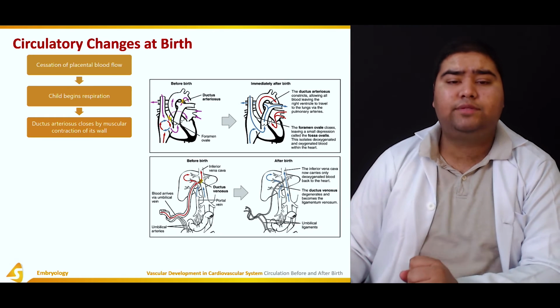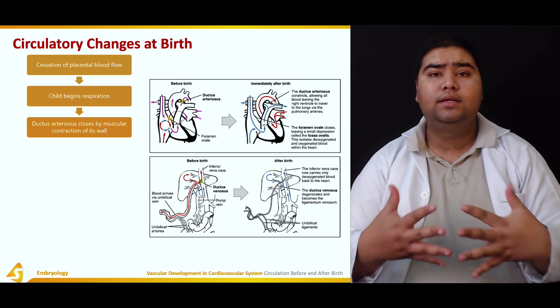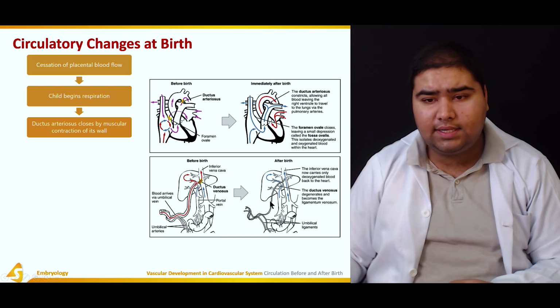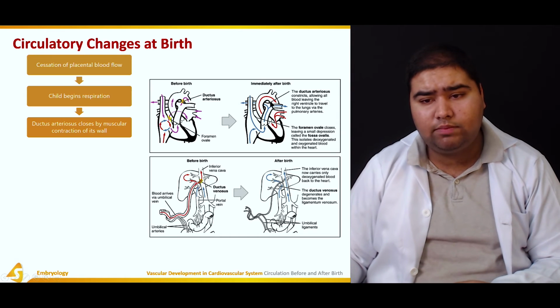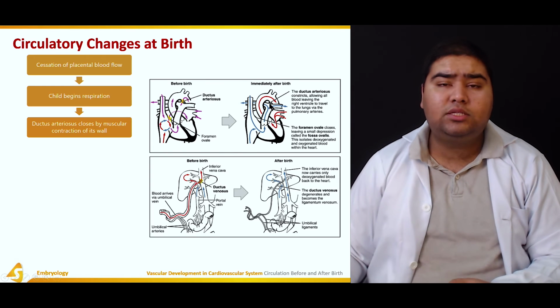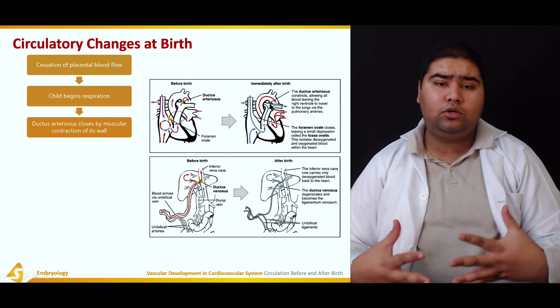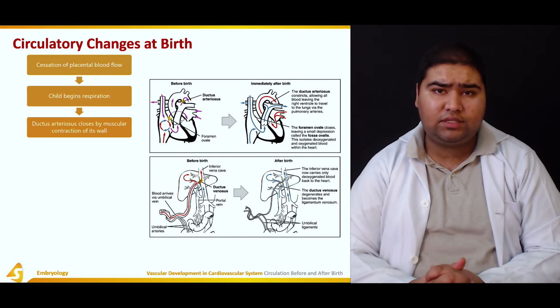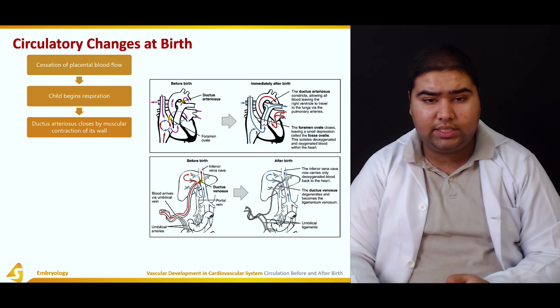As a result of respiration, the ductus arteriosus now closes. This is the ductus arteriosus, which is a communication between the pulmonary trunk and the aorta. This closes, and how does it close? By the muscular contraction of its wall due to decrease in oxygen tension.